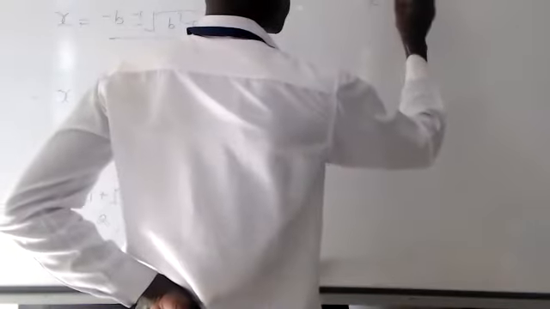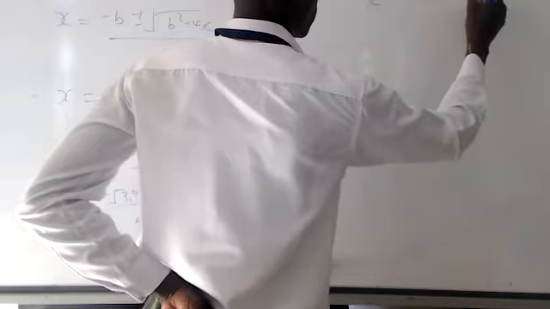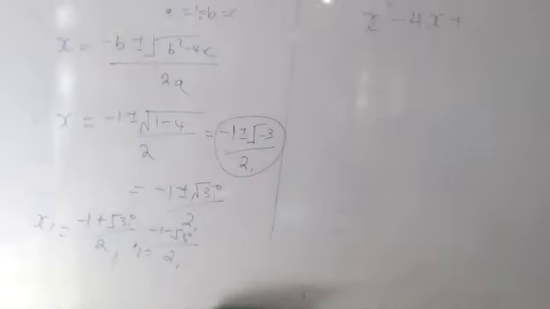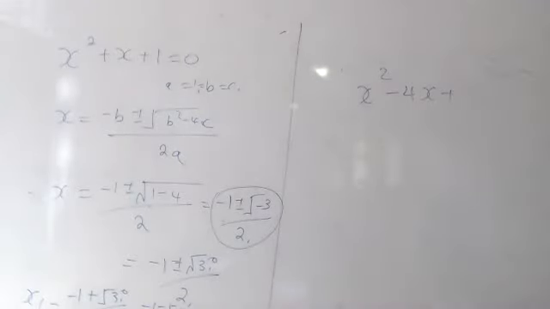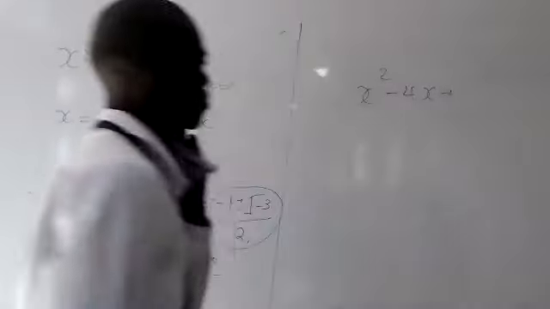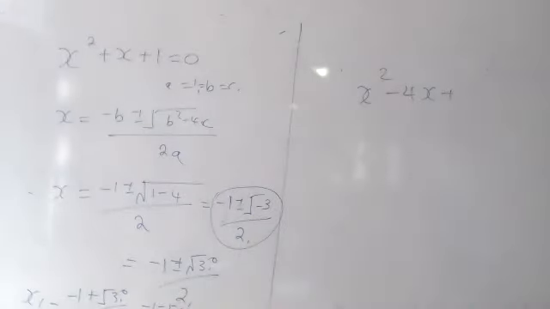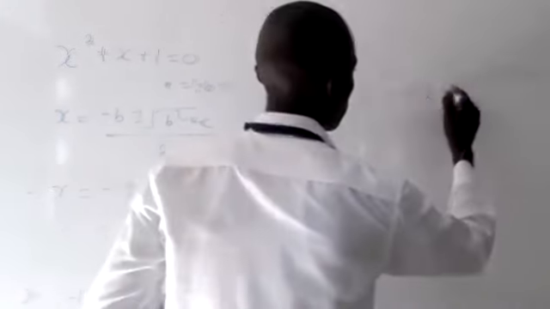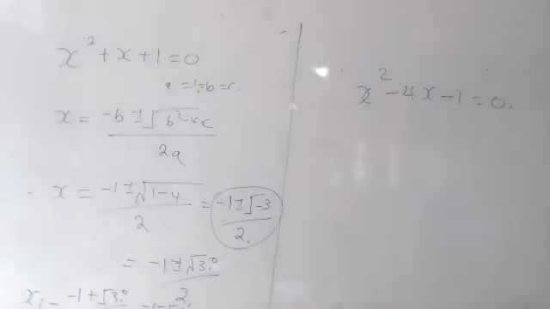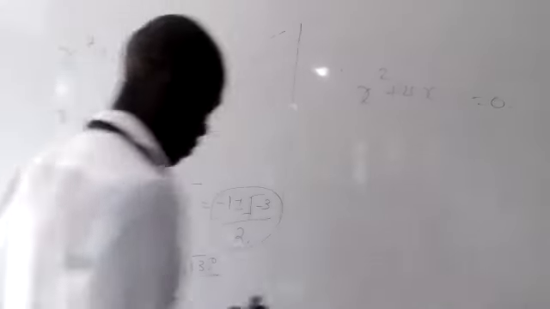So something like x squared minus 4x. Is it plus? You can see there. How about now? Yes, thank you. You are to use the discriminant to find the roots of x squared plus 4x minus 1 equals 0.